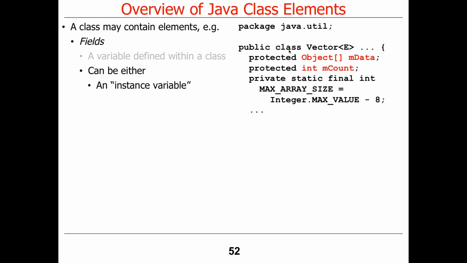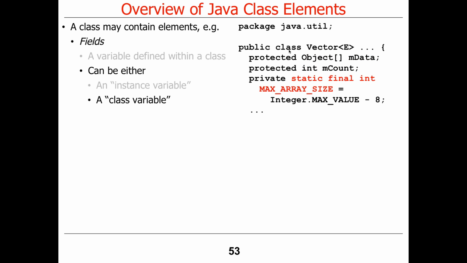So for example, here you can see that we have class vector, which we're using as sort of a running example for a lot of this stuff. It has an array of objects, and it has an int that's a count of the number of objects in the array. That's the current number of objects in the array. And those are both things that are part of every object. Every object has its own unique m data, has its own unique m count.